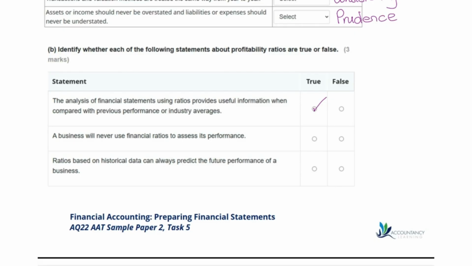A business will never use financial ratios to assess its performance. So this is false. The ratios are useful for management, for decision making. So they will be able to use the financial ratios to help assess its performance. Ratios based on historical data can always predict the future performance of a business. So can we always predict performance? Well, we can't. It doesn't matter what we base it on. We cannot always predict the future performance of a business.